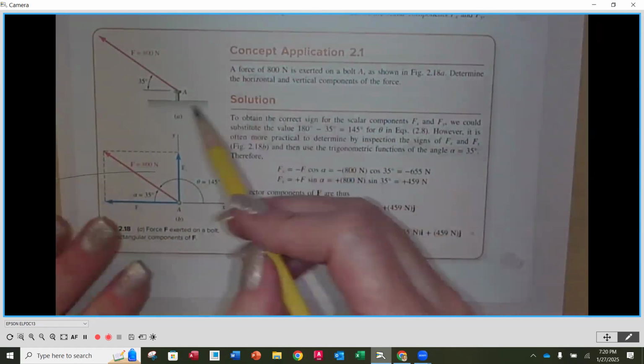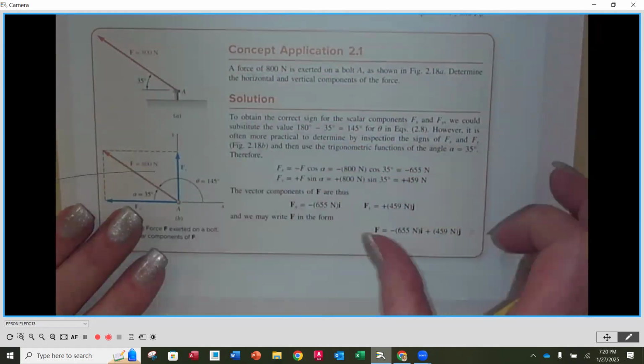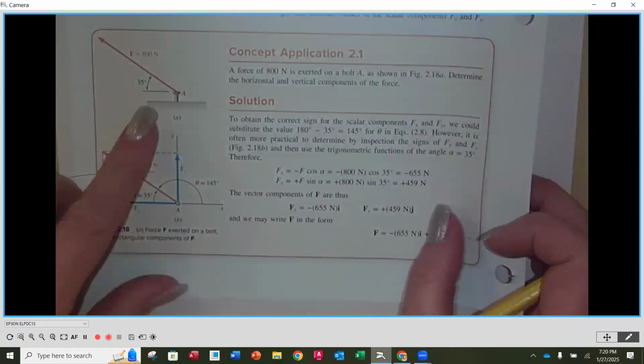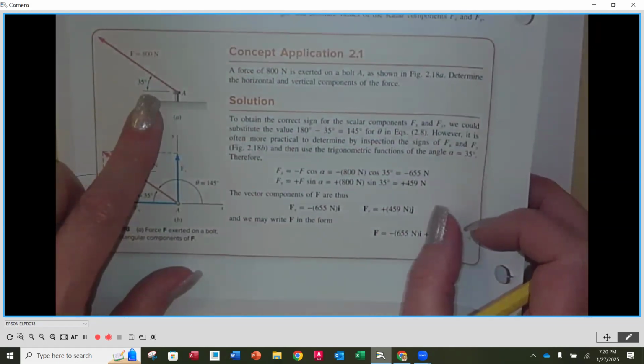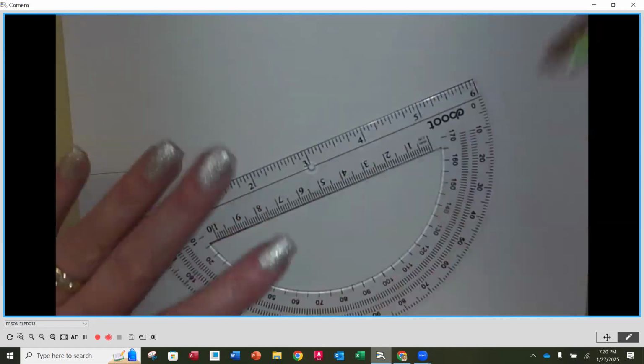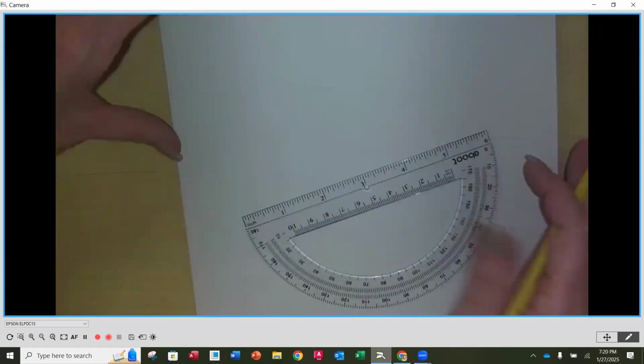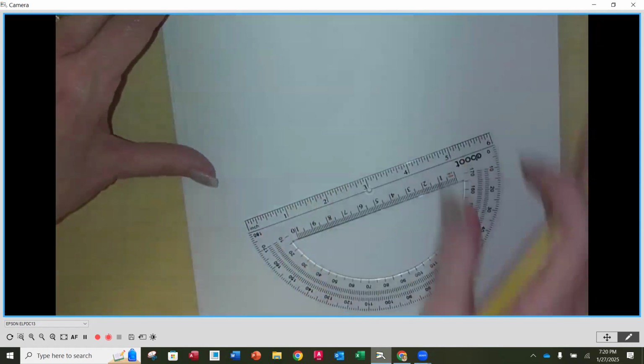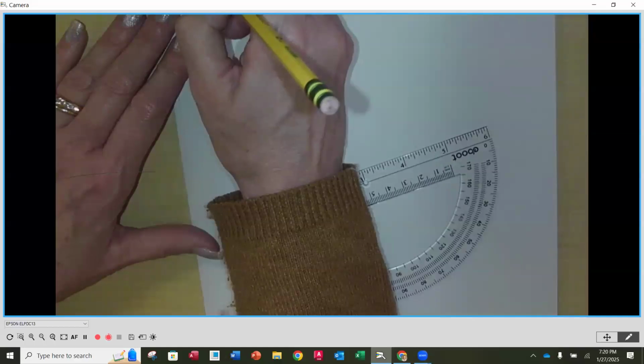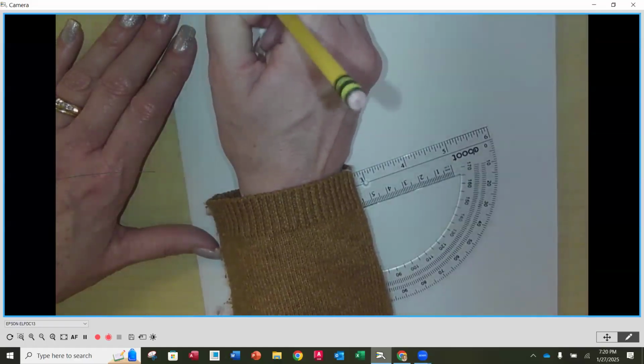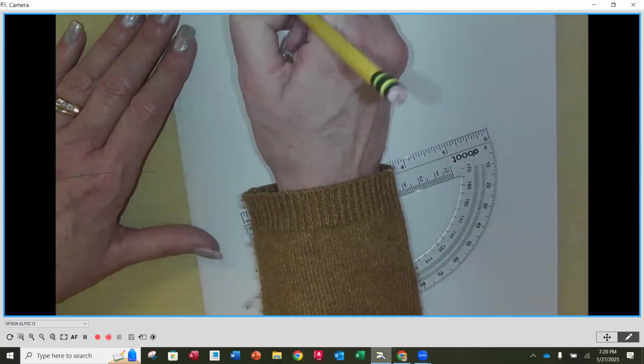Okay, so what we're going to do is we're going to draw force F going up and to the left, 800 newtons, at an angle of 35 degrees from the horizontal. Okay, so I'm going to start by calling this, and this is one of our sample, or this is one of our practice problems. So you're going to want to follow along and you're going to want to include this in what you hand in. So concept application 2.1.